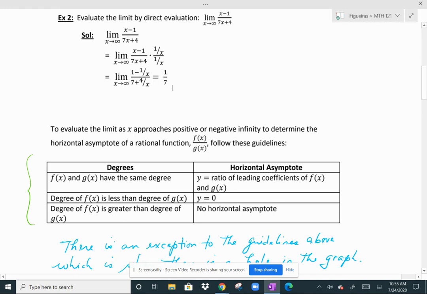If you look at this scenario where your degree in the numerator is less than the degree in the denominator, in that case, your horizontal asymptote is always going to be y equal to 0. And in the last scenario, if the degree in the numerator is greater than the degree in the denominator, then you will have no horizontal asymptote. So that's possible as well.